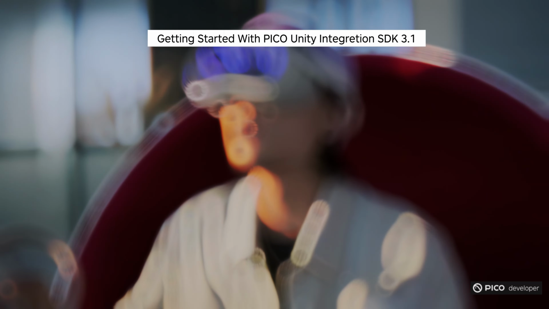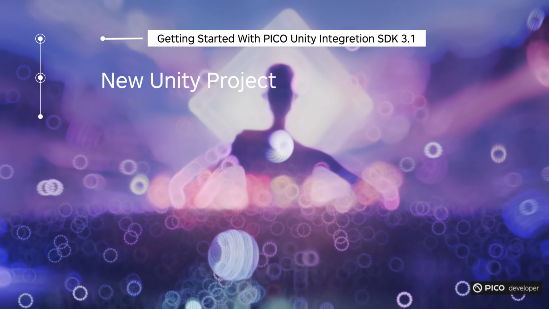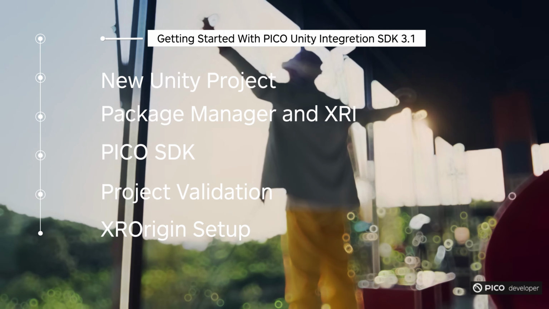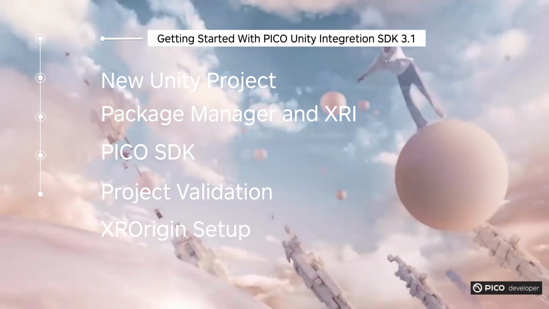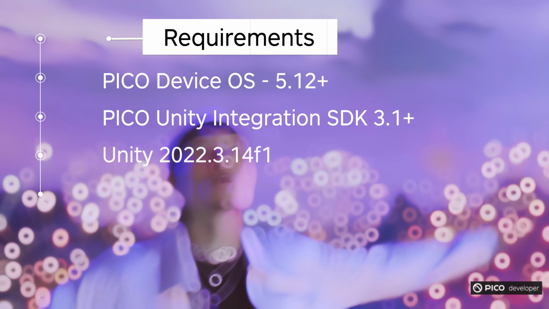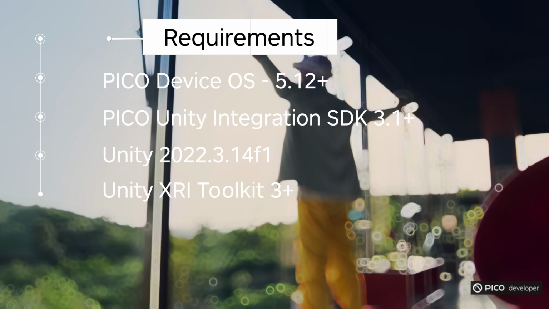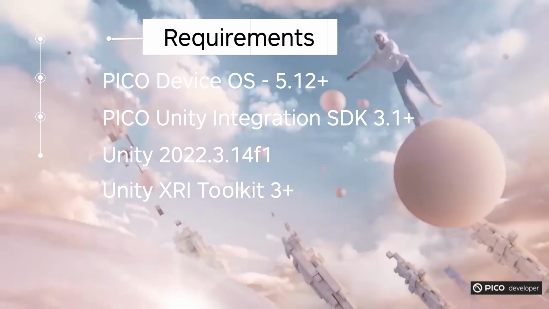We'll start off by creating a brand new project in Unity 2022.3. Use the Package Manager to grab the XR Interaction Toolkit, go to the PICO website to grab the SDK 3.0, walk you through project validation, and set up the XR Origin. Requirements of this project are PICO OS 5.12, our PICO Unity Integration SDK 3.1, Unity 2022.3.14, and XR Toolkit 3 or later.